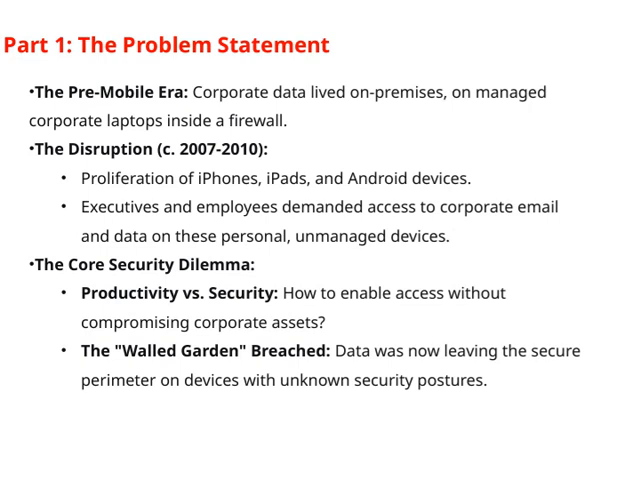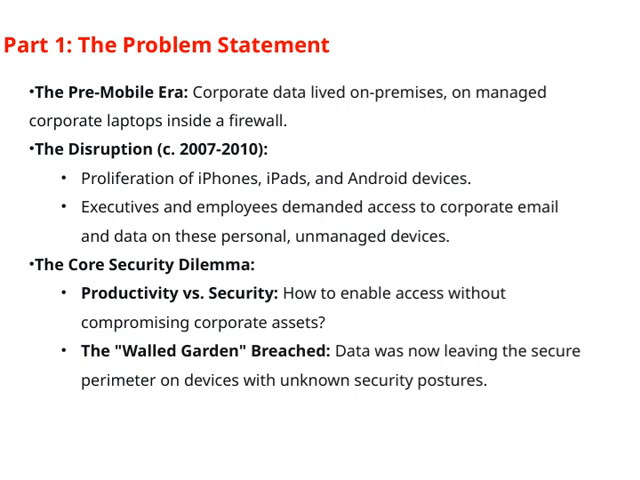Before the mobile revolution, all corporate data was stored on-premises, typically on managed laptops inside a secure firewall. This setup kept our information safe and controlled within a well-defined boundary. Then, around 2007 to 2010, everything started to change with the rise of smartphones and tablets. Think iPhones, iPads, and Android devices.